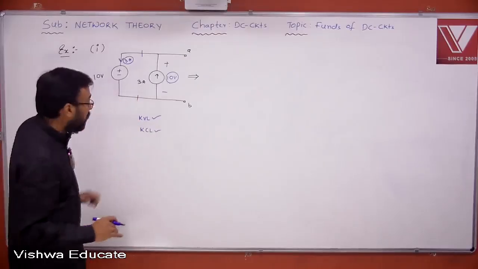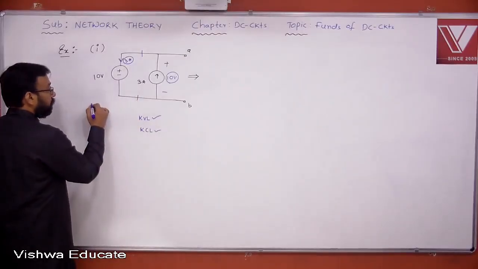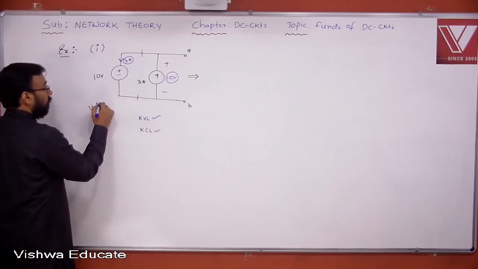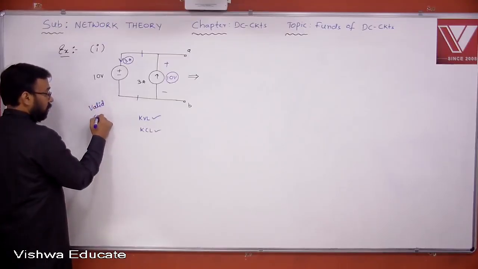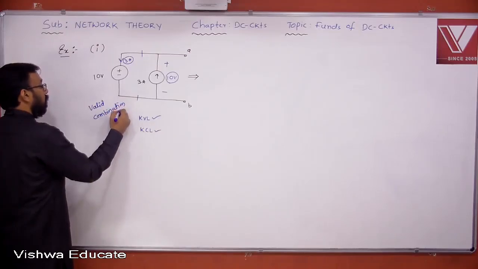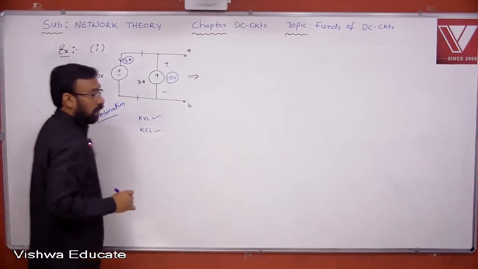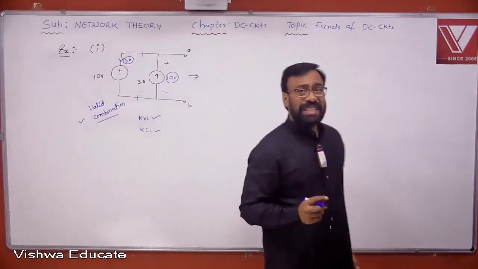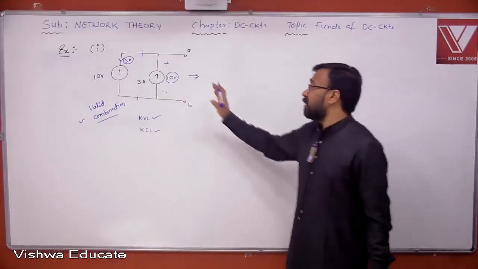Understand all of you? Okay. So this is a valid circuit. It is a valid combination. There is no problem at all. Now the point is, what is the equivalent element that I can replace it by?